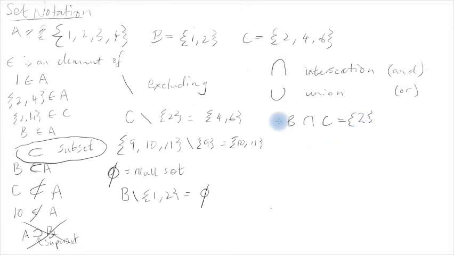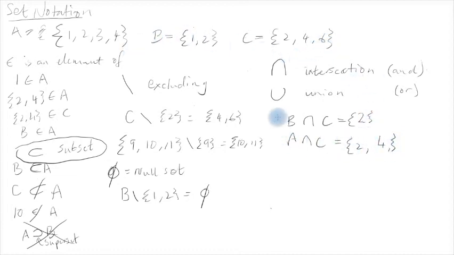If you wanted to do something like A intersection C, it's in A and in C. 1's only in A, so it can't be 1. 2's in both of them, so 2. 3 is only in A. 4 is in both of them. And 6 is only in C. So 2 and 4 for that.